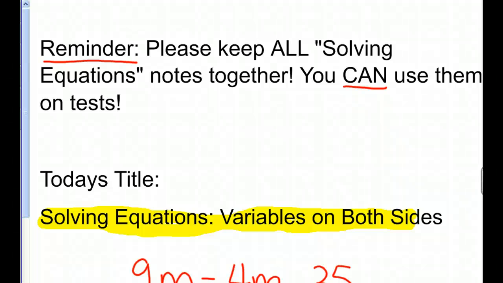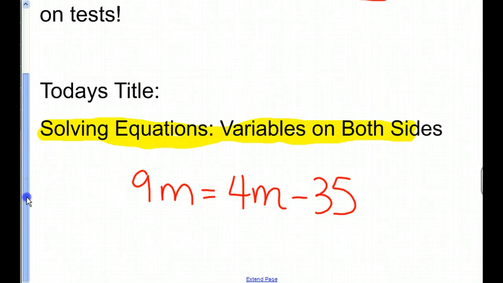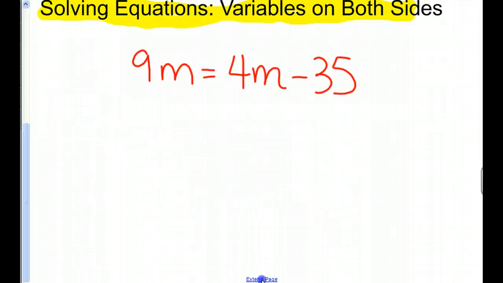Okay, so today's title is solving equations with variables on both sides. So I put what I'm calling our first unofficial example right here. It says 9m equals 4m minus 35. So we have 9m over here, but we also have 4m over here, and never have we seen this before, where there's variables on both sides of the equal sign.